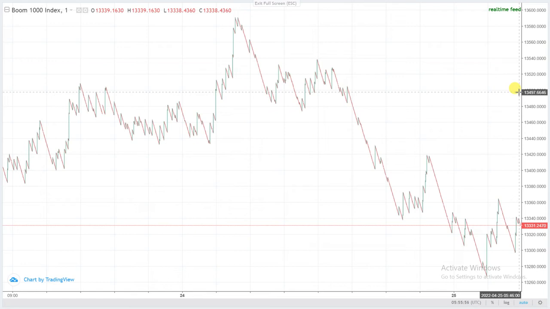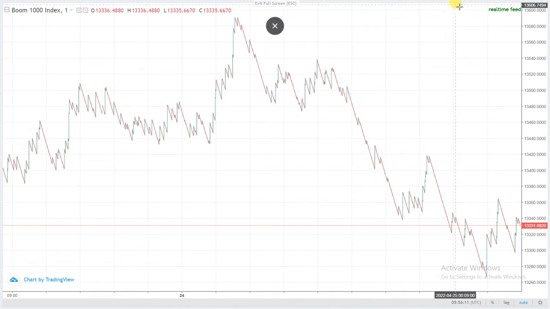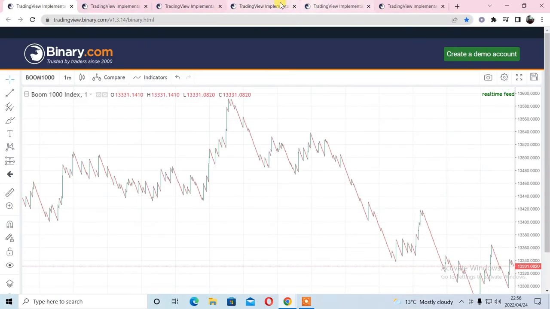So always remember that when it's boom, our strategy consists of analyzing and expecting a movement to the upside. And if we're trading the crash instrument, we're always expecting movements to the downside. I'll explain it nicely.